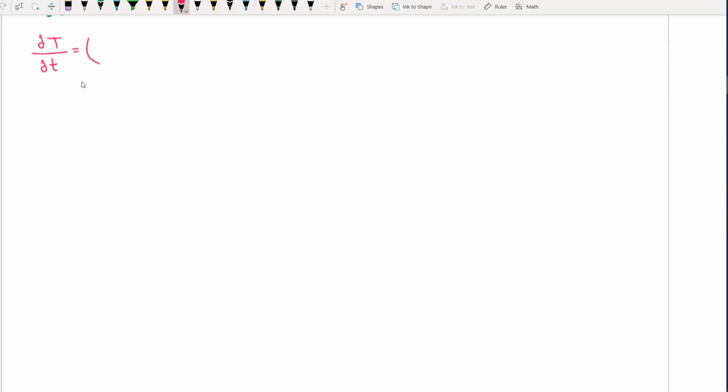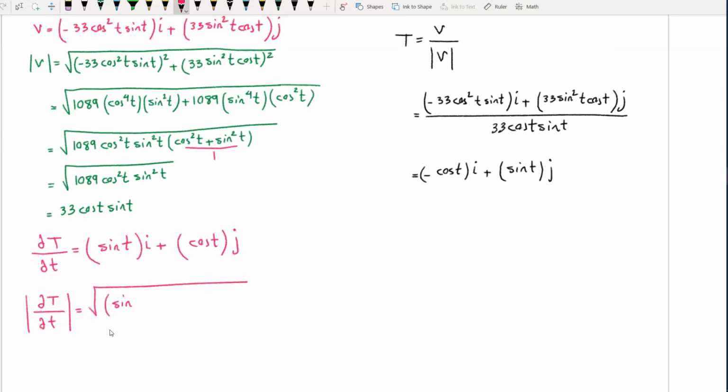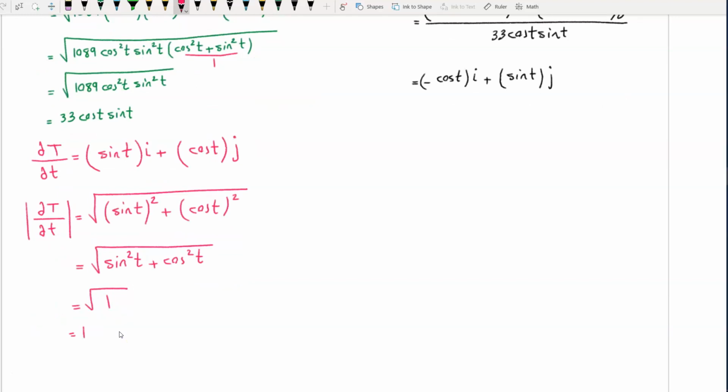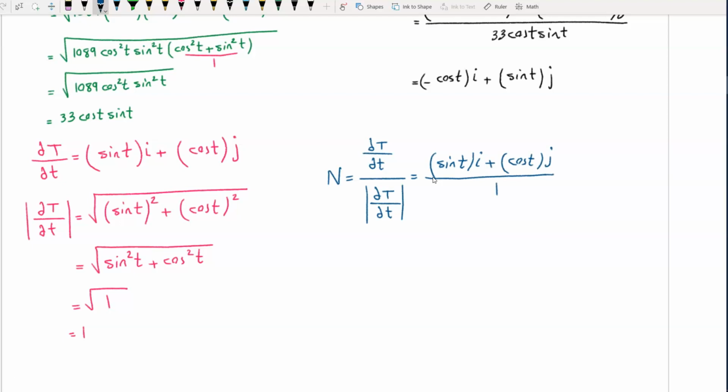So this is equal to sine t i plus cosine t j. And now find the magnitude, and that is equal to the square root of sine squared plus cosine squared. Sine squared plus cosine squared is equal to 1. So here we have the square root of 1, and that is equal to 1. So N is equal to sine t i plus cosine t j over 1. Simplify, this is equal to sine t i plus cosine t j.